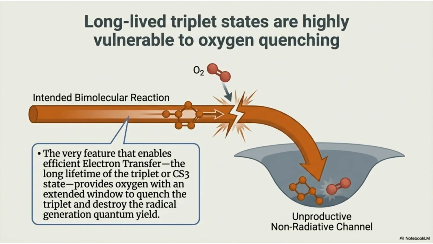Long-lived triplet states are highly vulnerable to oxygen quenching. The long lifetime of the triplet, or CS3 state, which enables efficient electron transfer, also provides oxygen with an extended window to destroy the radical generation quantum yield.